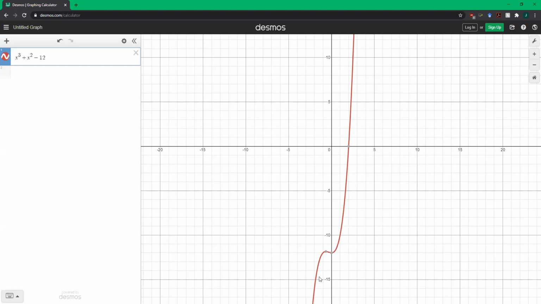We got only one x-intercept. If it crossed any more times, that means that we have more real zeros, which means that either we typed something in wrong or we did our math incorrectly. So we're good here as well. Let's go ahead and switch back to our notes.